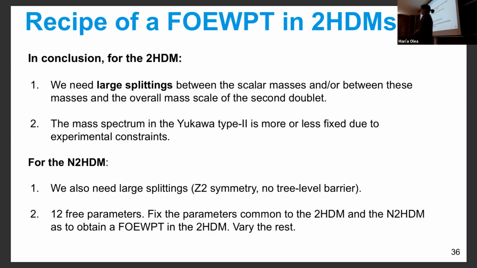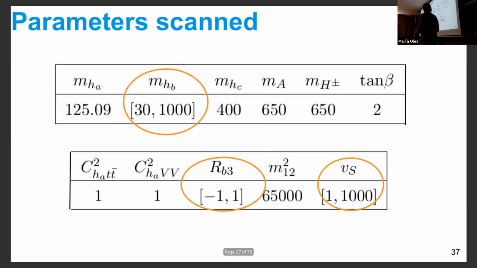So in conclusion, for the two-Higgs-doublet model, we need large splitting between the scalar masses and/or between these masses and the overall mass scale of the second doublet. But also the mass spectrum in the Yukawa type 2 is more or less fixed by all these constraints that I was talking about. So for the next-to-two-Higgs-doublet model, we also need large splittings because we also have the Z2 symmetry softly broken. And we have 12 free parameters. So our strategy will be to fix the parameters that are common to the two-Higgs-doublet model and the N2HDM in such a way as we would want to have a first order electroweak phase transition in the two-Higgs-doublet model.